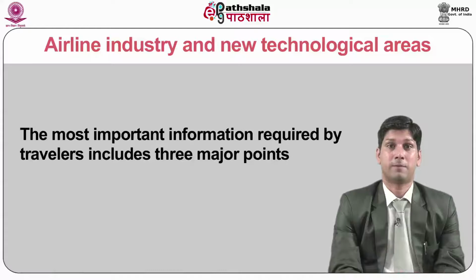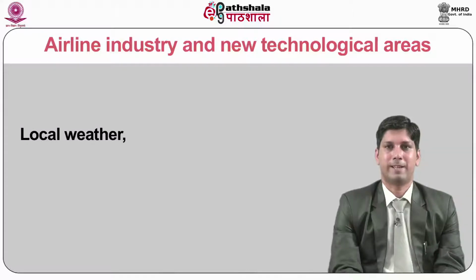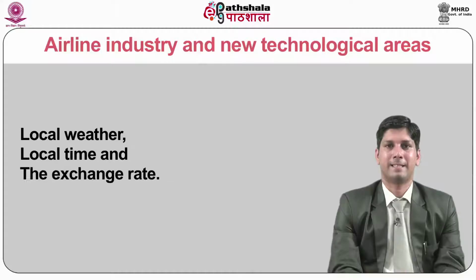The most important information required by travelers includes three major points. The first one is the local weather. The second one is the local time, and the third one is the exchange rate. Some airports provide this information through their websites. Airports are trying to convert their business to e-business, but there are many problems in achieving this objective.